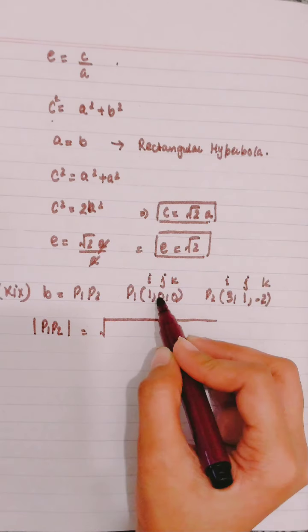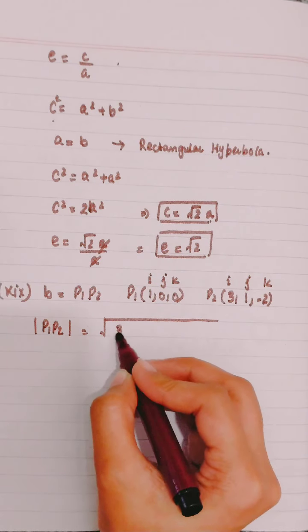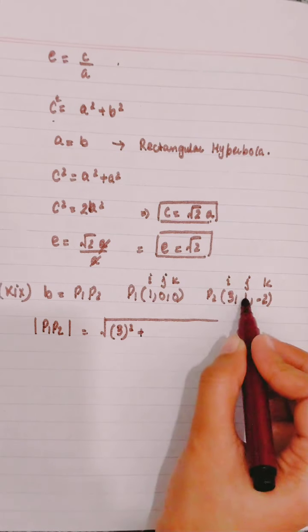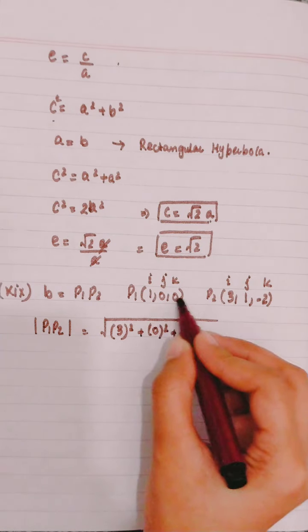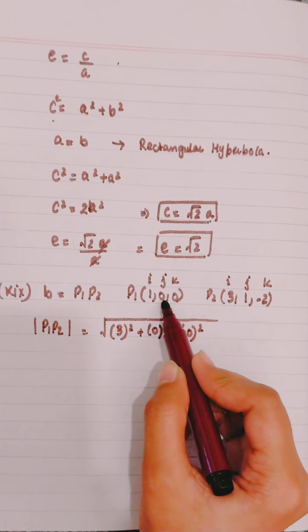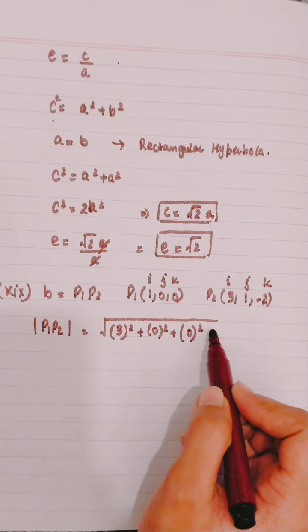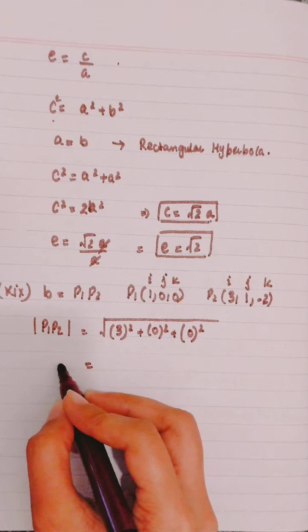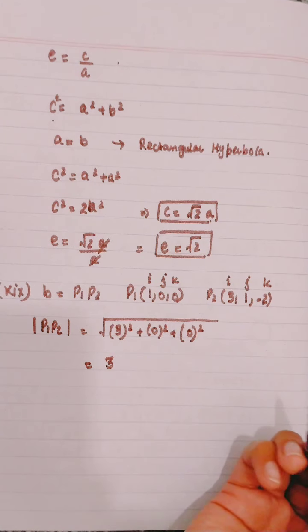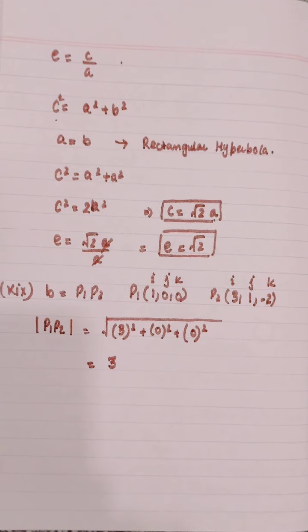i, j, k. i into i is 1, so 3 into 1, 3, and iska square plus 0 into 1, 0, iska square, and 0 into minus 2, 0, iska square. Here in this case, the values are 0, 0, otherwise, jo bhi values hongi, aapne uska square karna. So the answer is 3, because root se square cancel ho jayega. So the correct answer will be 3.